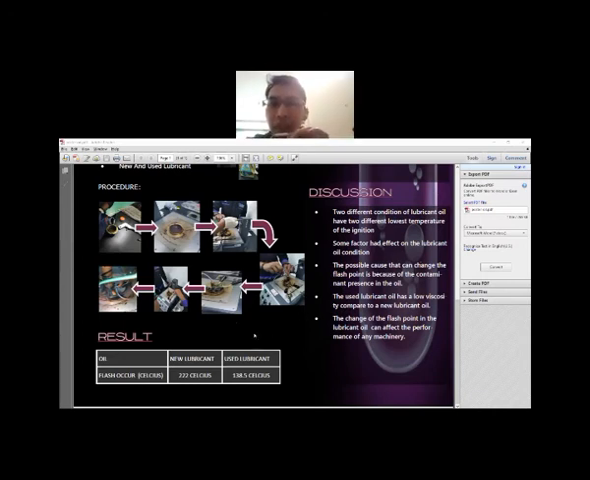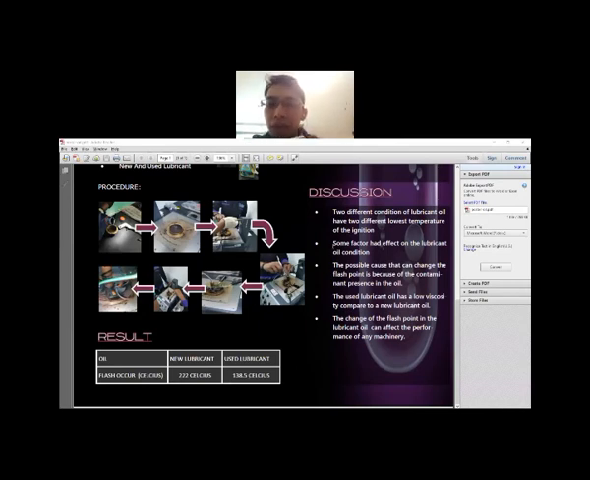So next, the result of this experiment. Based on the poster, we can see that two different values of the flash point occur. First, the new lubricant oil, for which the flash point occurs at 222 degrees Celsius, and the other one is the used lubricant oil, for which the flash point occurs at 138.5 degrees Celsius.